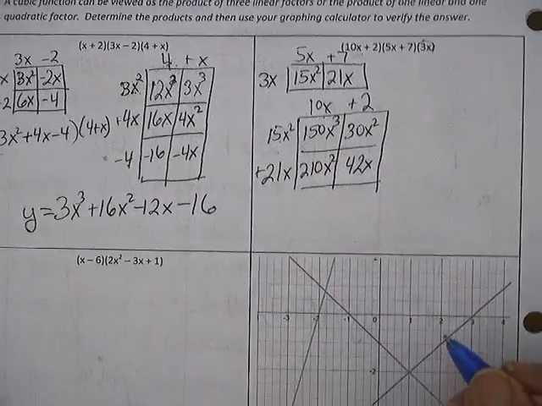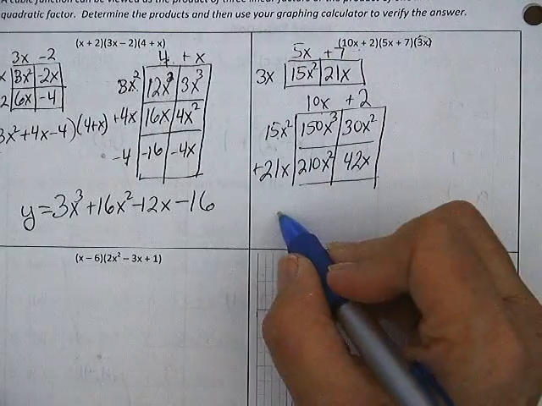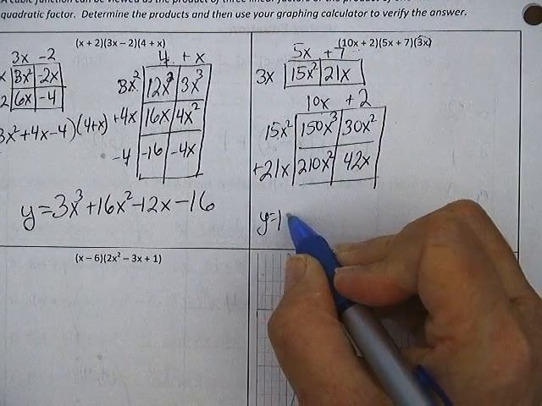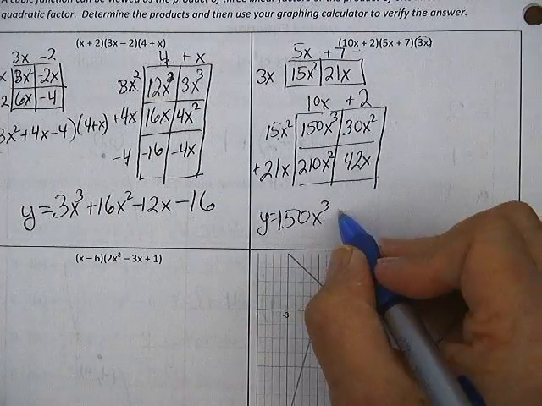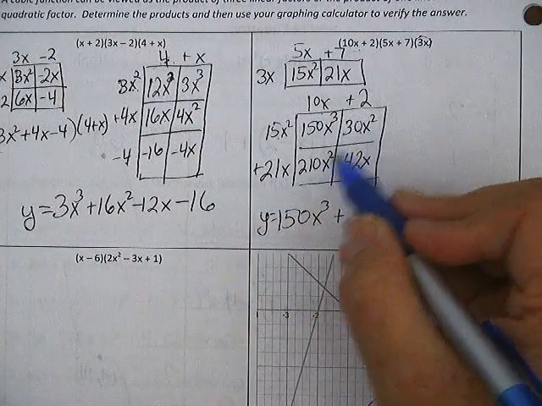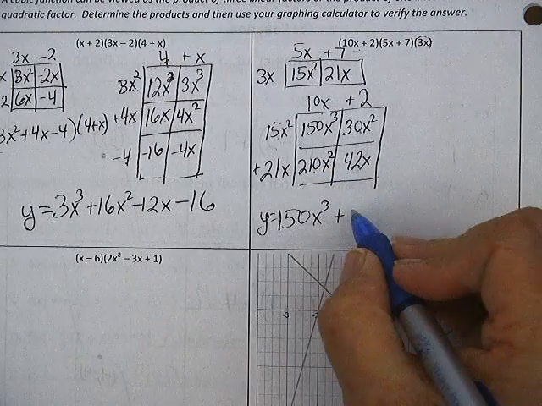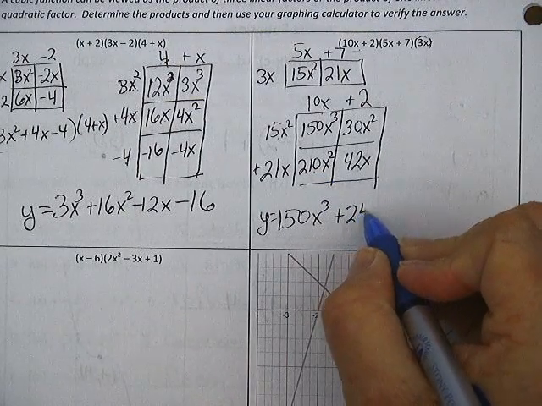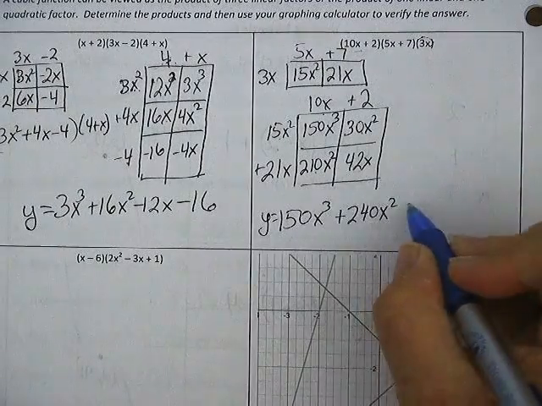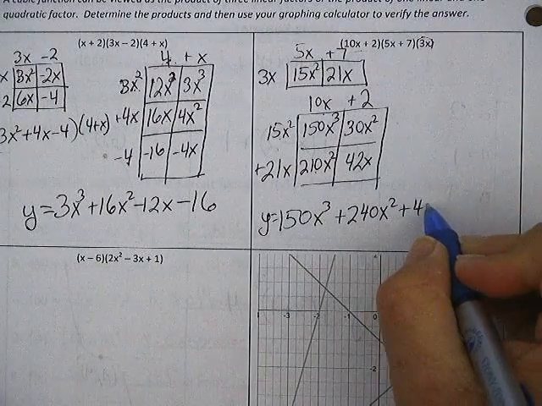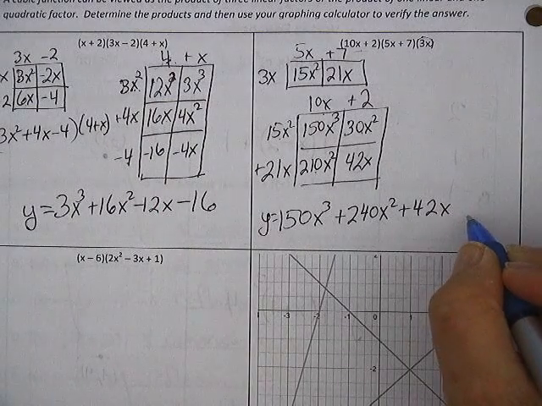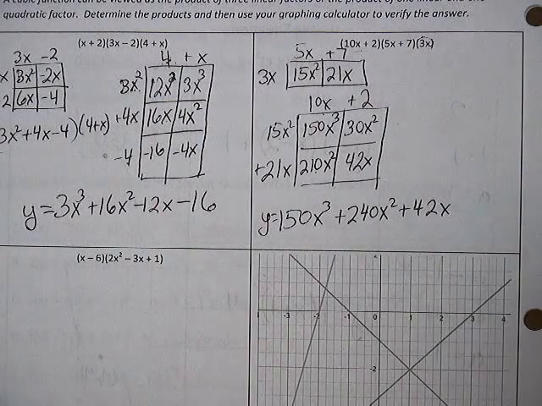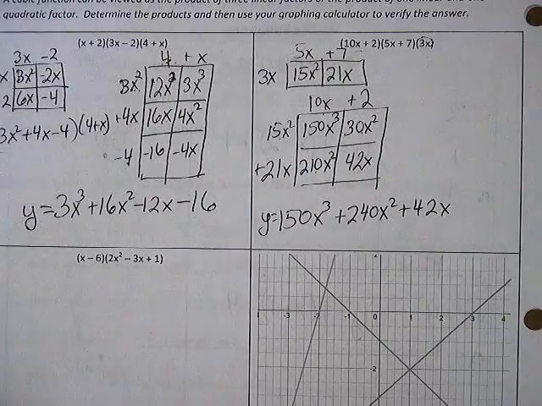Okay, so let's write this out, combining like terms. We've got y is equal to 150x cubed plus, we've got a 30x squared plus a 210x squared. So that gives us 240x squared plus 42x. And notice I don't have a final value, a d value here. Perfectly okay. And that is my cubic function.